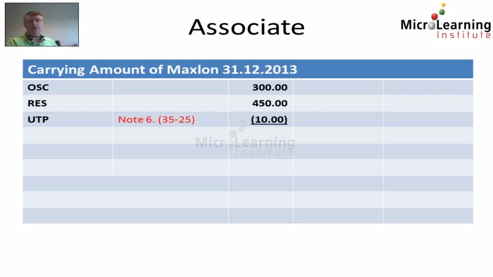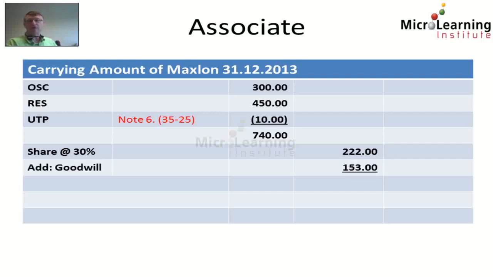And of course, when we look at Note 6, there's been an unrealized transfer profit which reduces the associate's reserves by the difference between 35, which was the transfer price, and 25, which was the cost. So the carrying amount in the books of the group of Maxlon the associate at the 31st of the 12th, 2013 is 740. Now, we, the group, own 30% of that carrying amount. So we effectively are carrying Maxlon on the group accounts at 222.